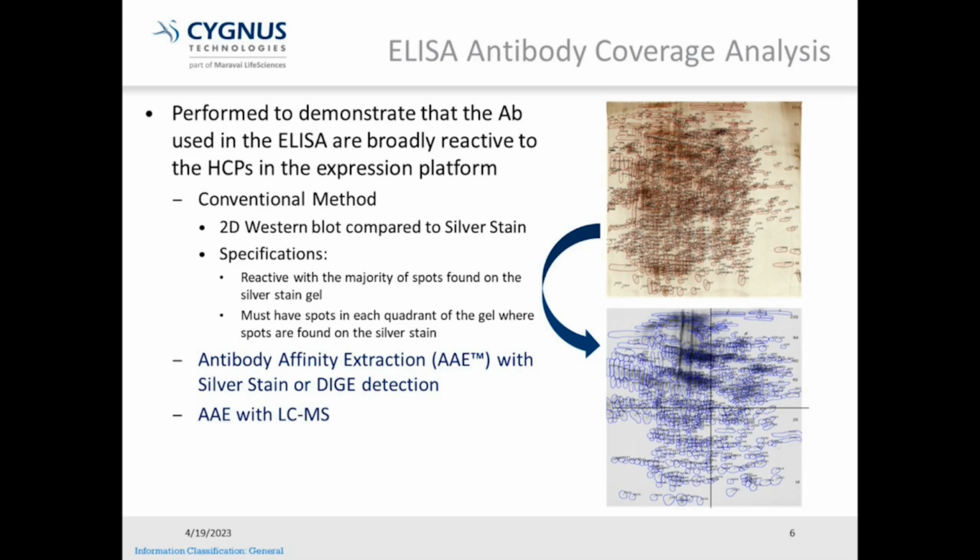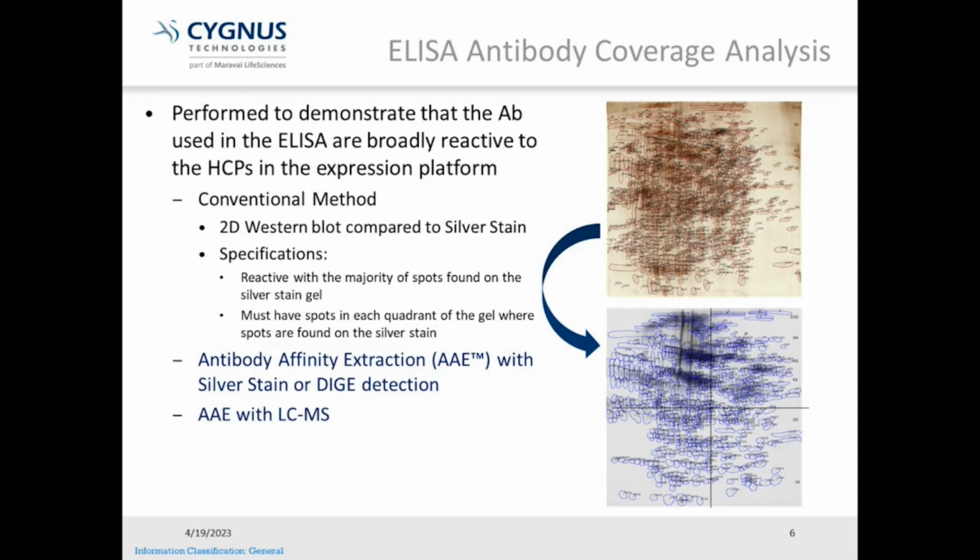In this method, a sample is run on duplicate large format SDS gels. The proteins from one gel are transferred to a membrane and detected using the anti-host cell protein antibodies by Western blotting. The duplicate gel is then silver stained.